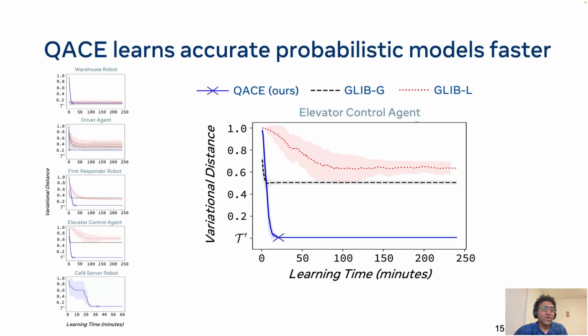We see similar trends for all five sequential decision-making agents. I'll focus on the elevator control agent. Here we can see that it takes much less time for CASE to generate a model that is very close to the ground truth transition system T', whereas GLIB-G and GLIB, the two variants of GLIB, were not able to learn a model that was as close to the transitions of the SDM agent as CASE was able to.